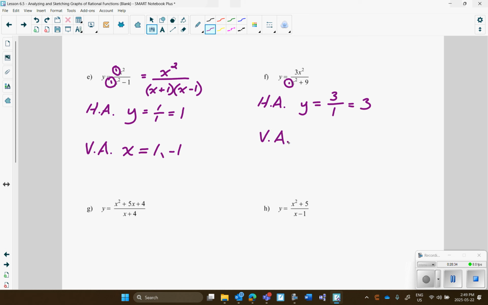Vertical asymptote. Somebody's shaking their head, and I'm assuming that's going to be none, which is correct, because there's no value of x that will make the denominator 0. We're done.